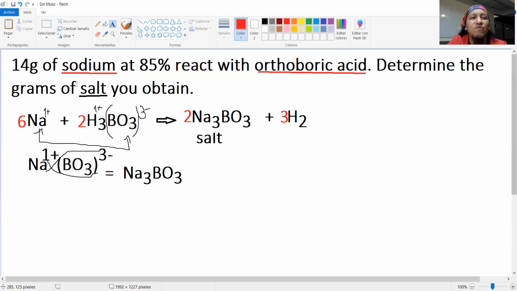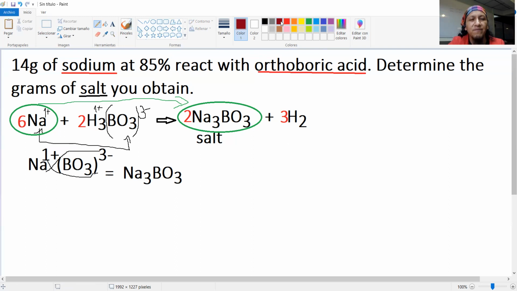And now, let's get back to the reading. It says, if 14 grams of sodium, so I am going to enclose that with the green one, 14 grams of sodium react with boric acid, determine the grams of salt you obtain. This is the salt you obtained. So they are asking you to move from the sodium to the salt, okay?